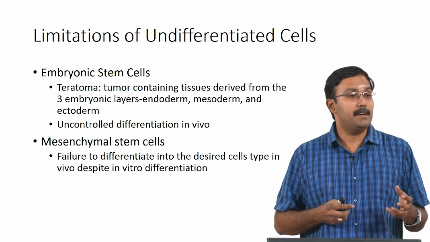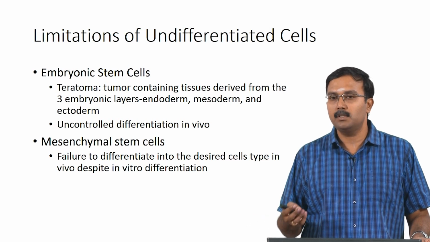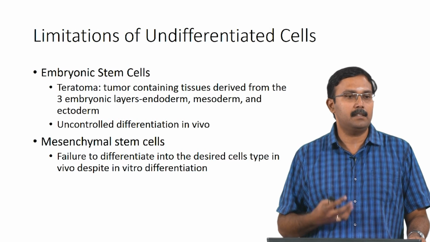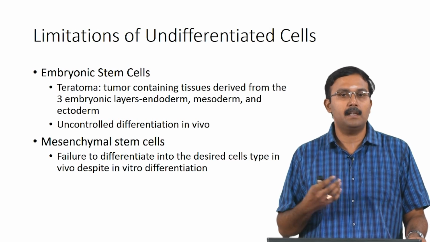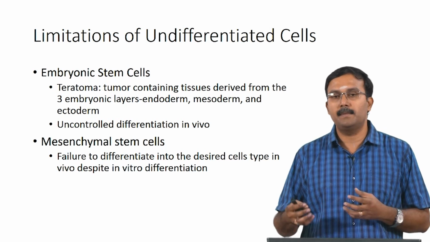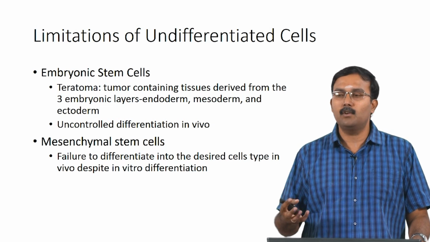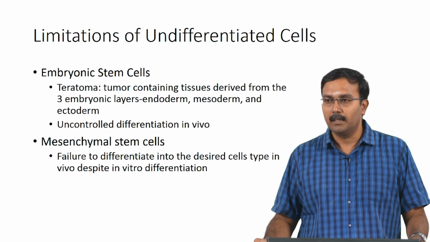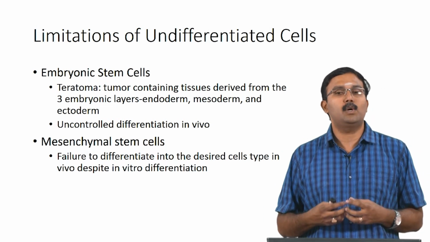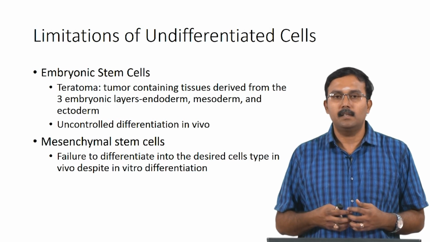So, with respect to undifferentiated cells, the limitations are different for the different kinds of stem cells you use. With embryonic stem cells, there is a chance of teratoma formation. Teratoma is a tumor containing tissues which are derived from 3 embryonic layers, which is the endoderm, mesoderm and ectoderm, and there is also a chance of uncontrolled differentiation in vivo, and these are technical difficulties, and you also have ethical questions when you are talking about embryonic stem cells, right.